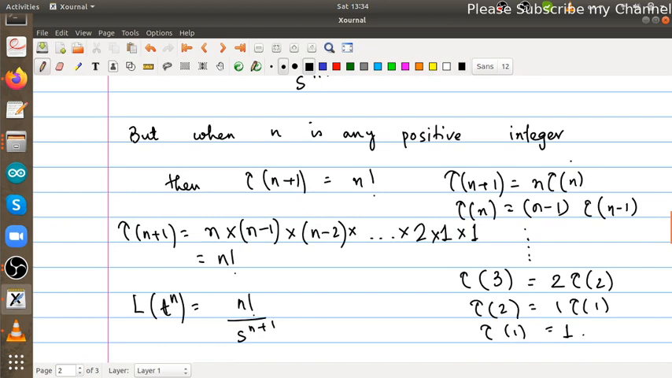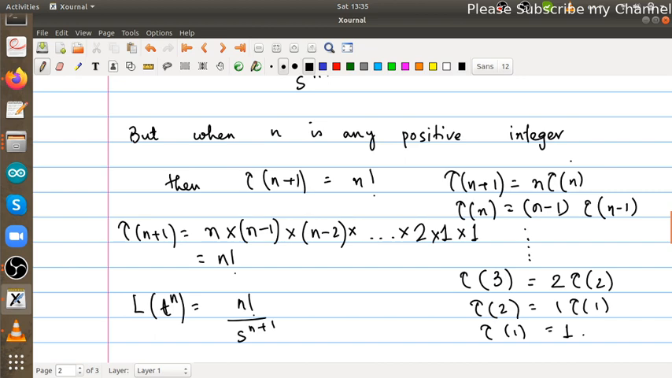So here we will see that gamma n plus 1 equal to n gamma n, equal to n minus 1 gamma n minus 1, and we continue doing it. Then gamma 3 equal to 2 gamma 2, gamma 2 equal to 1 gamma 1, gamma 1 equal to 1. Gamma n plus 1 equal to n into gamma n. Here we see that gamma n equal to n minus 1 gamma n minus 1, and gamma n minus 1 is equal to n minus 2 gamma n minus 2. We continue on doing it.